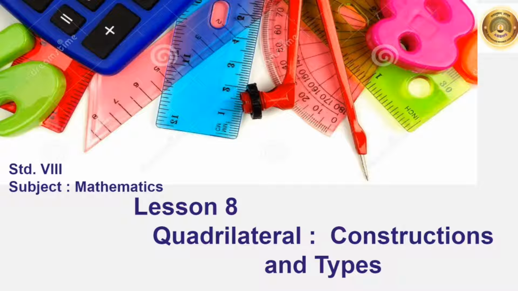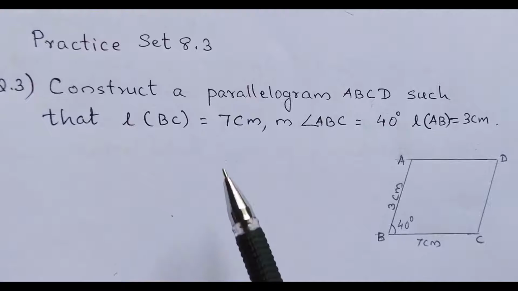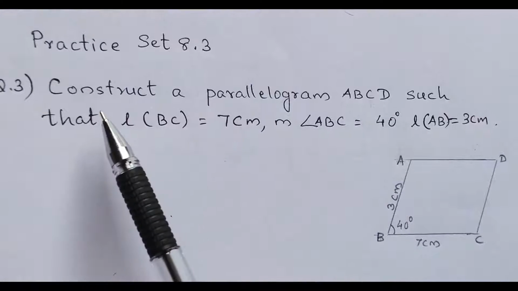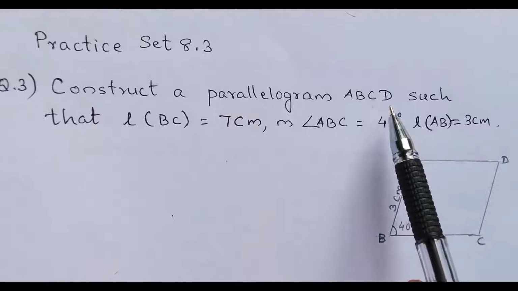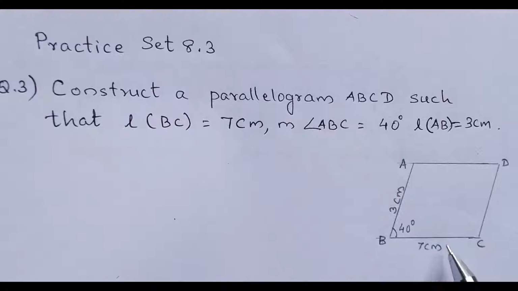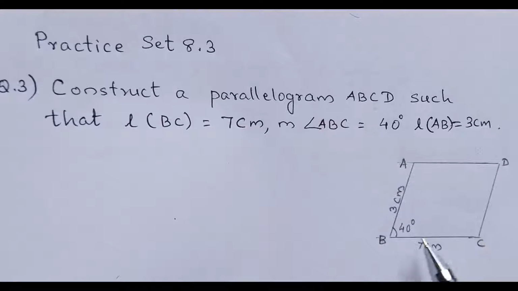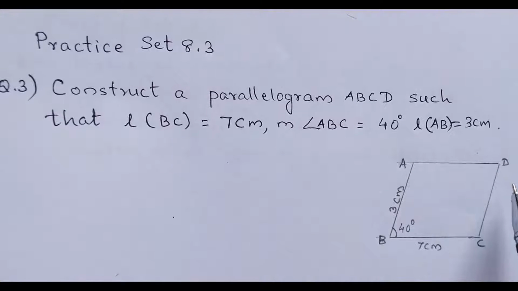We are doing lesson number 8, quadrilateral, constructions and types. Let's continue with practice set 8.3. Question number 3. Construct a parallelogram ABCD. Length AB is given 3 centimeters, length BC is given 7 centimeters, and measure angle ABC is 40 degrees. So this is your rough figure.